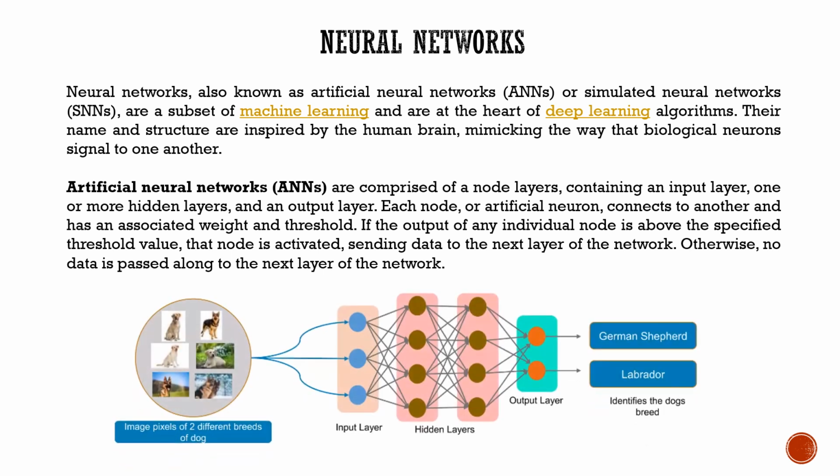Below, an example has been provided where we can see the inputs are the image pixels of two different breeds of dog, and the network gives the output about the two dog breeds. It helps us identify the different breeds of the dog.